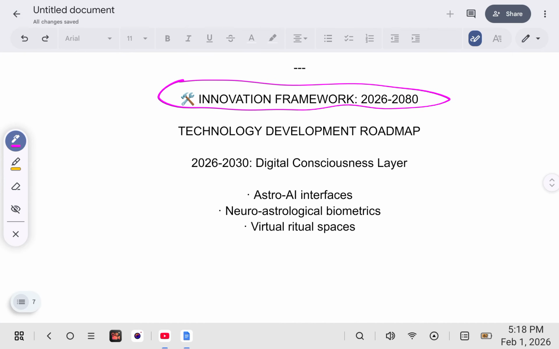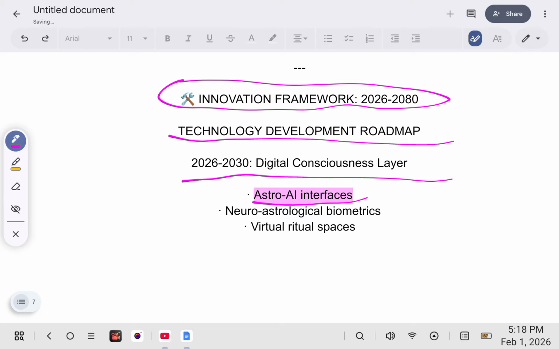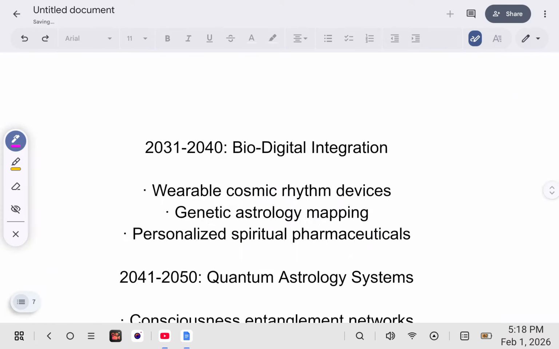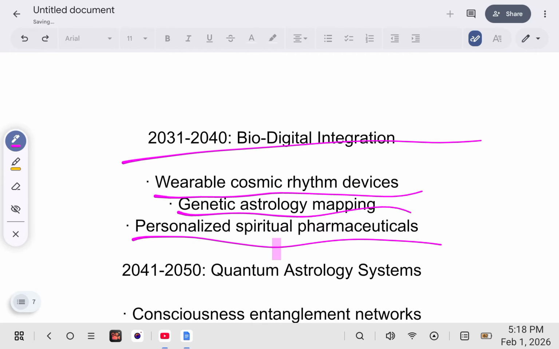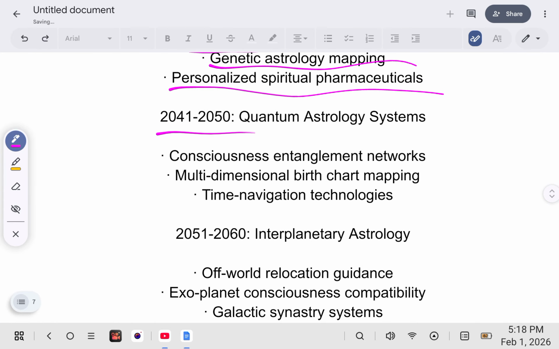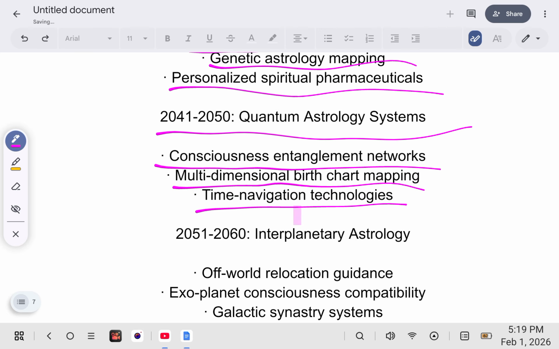Here's the innovation framework, 2026 through 2080, technology development roadmap. So with 2026 to 2030, this is a digital consciousness layer, including Astro AI interfaces, neuroastrological biometrics, virtual spaces. 2031 through 2040, biodigital integration, wearable cosmic rhythm devices, genetic astrology mapping, personalized virtual pharmaceuticals. 2041 through 2050, quantum astrology systems, consciousness entanglement networks, multidimensional birth chart mapping, time navigation technologies.